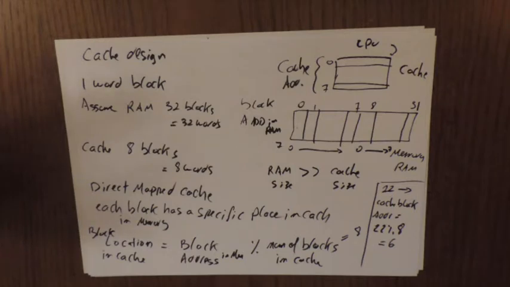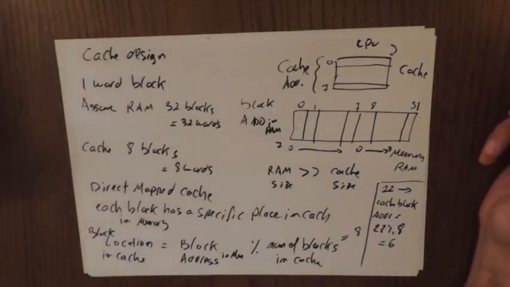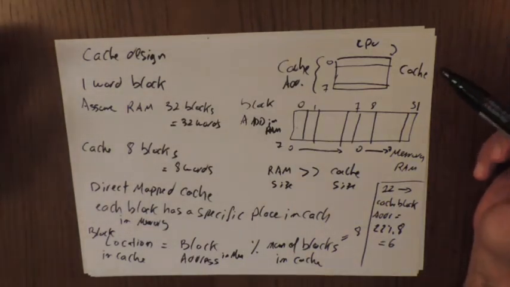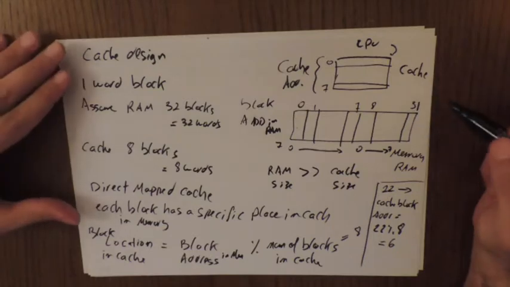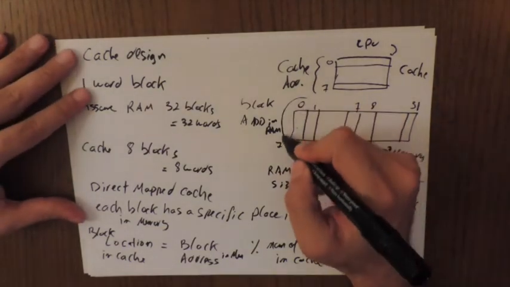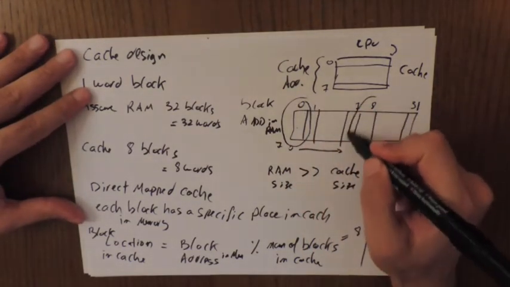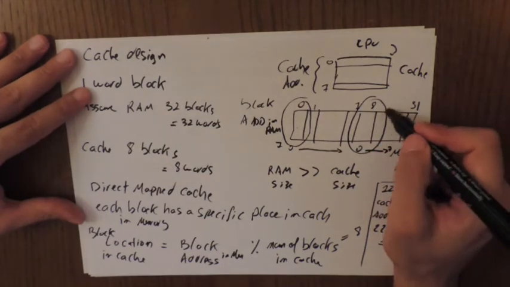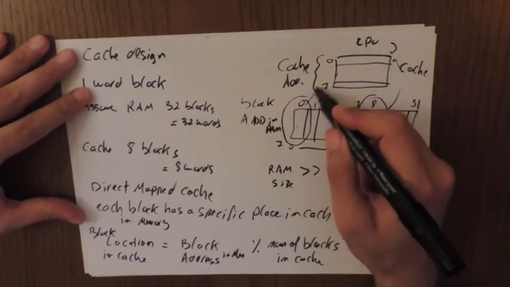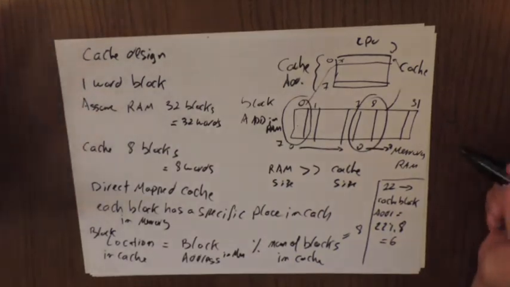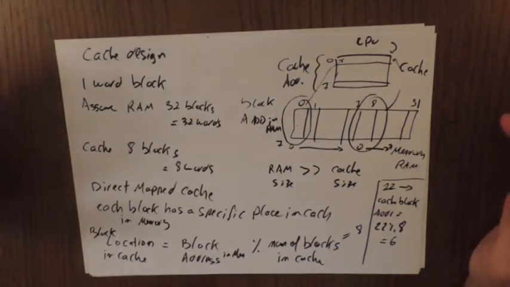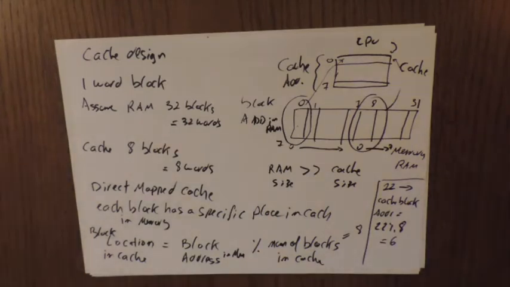So a major question now arises: how can I differentiate between 0 and 8? Both of them will go to location 0 since they are multiples of 8. How can I differentiate between them? How can I deal with them? This is what we're going to discuss next.